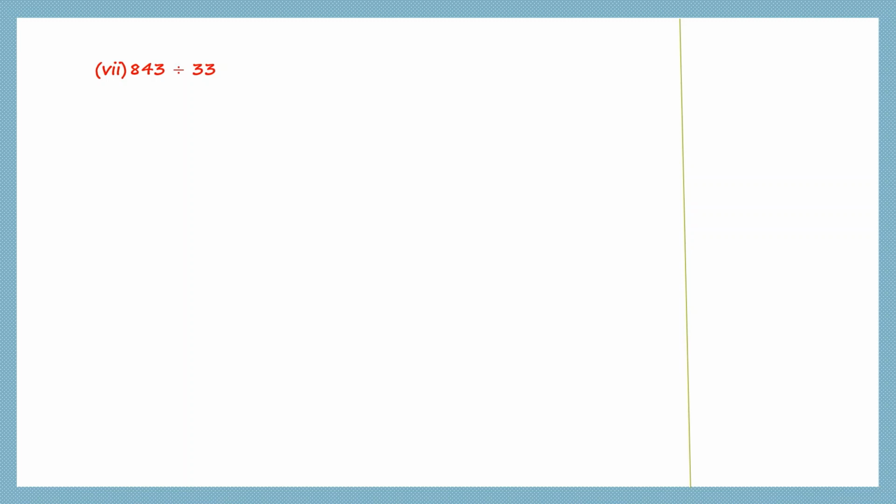Question 7. 843 divided by 33. 843 to the nearest 10. In the tens place we have 4. The digit to its right is less than 5. So 4 will remain the same. So 8, 4 and 0. 840.